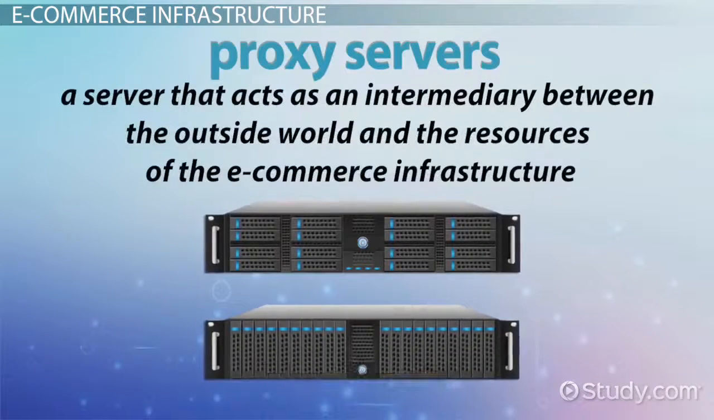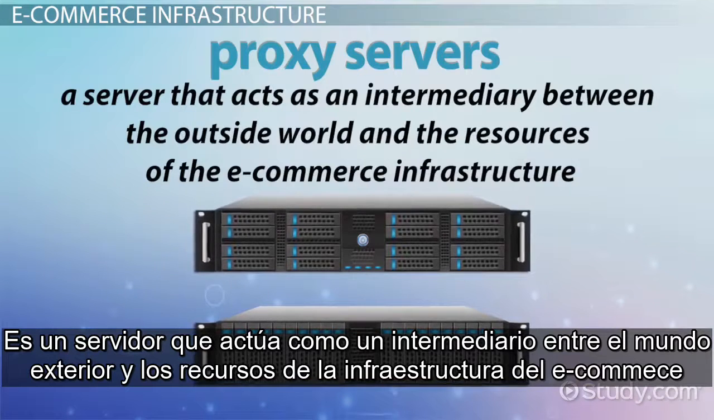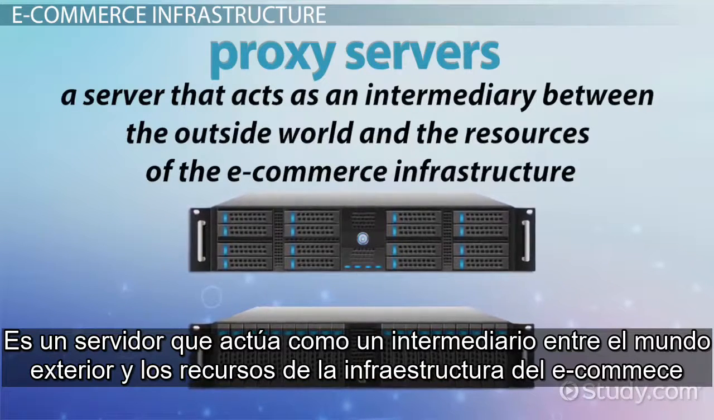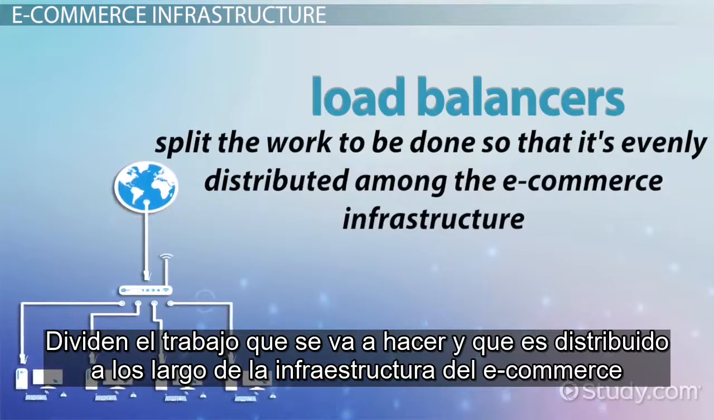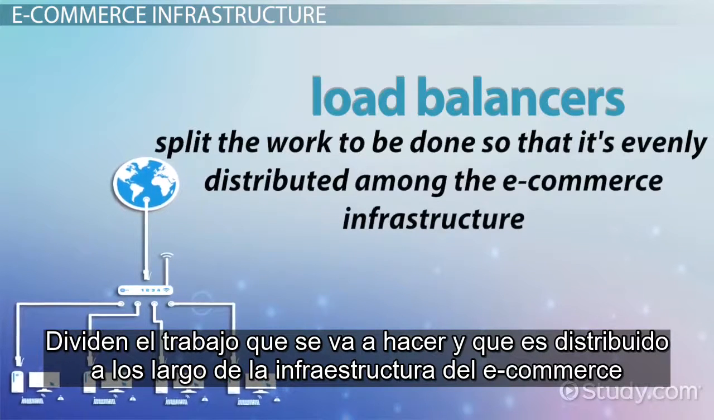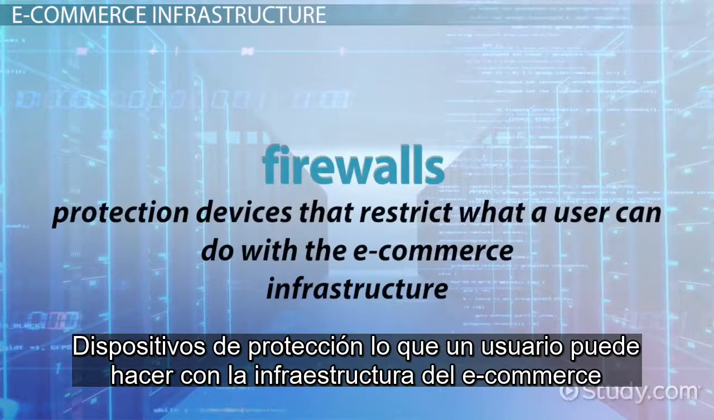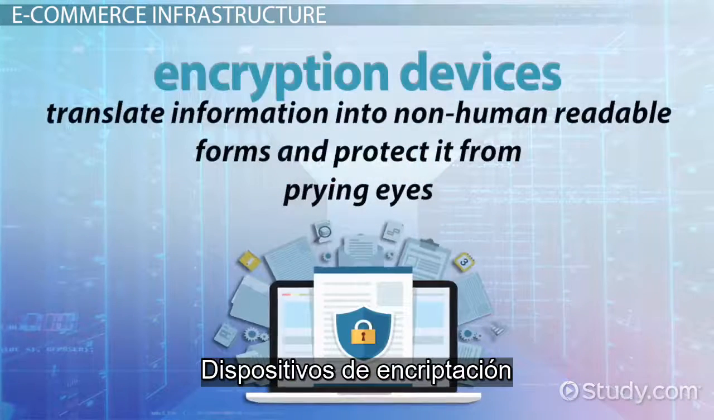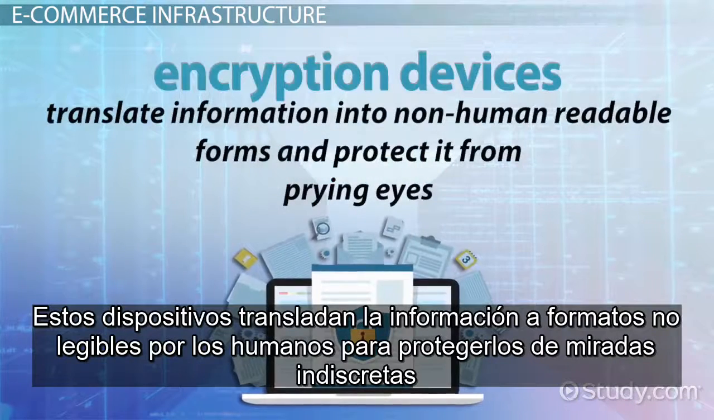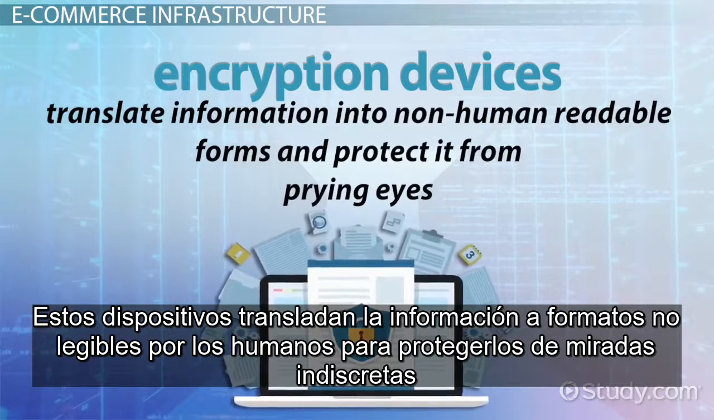Proxy servers. This is a server that acts as an intermediary between the outside world and the resources of the e-commerce infrastructure. Load balancers. These devices split the work to be done so that it's evenly distributed among the e-commerce infrastructure. Firewalls. These are protection devices that restrict what a user can do with the e-commerce infrastructure.